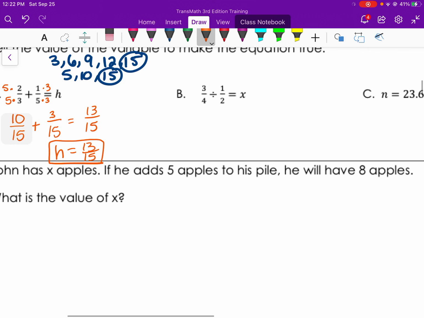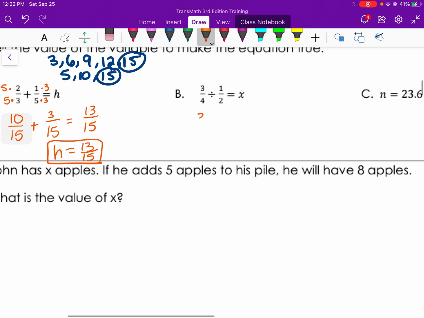My second equation is 3/4 divided by 1/2 equals x. To solve for x, I will have to do the 3/4 divided by 1/2. To divide by fractions, you keep the first fraction the same, you change it to multiplication, and you flip the second one, multiply by the reciprocal. Then when you multiply fractions, you multiply straight across. 3 times 2 is 6, 4 times 1 is 4.